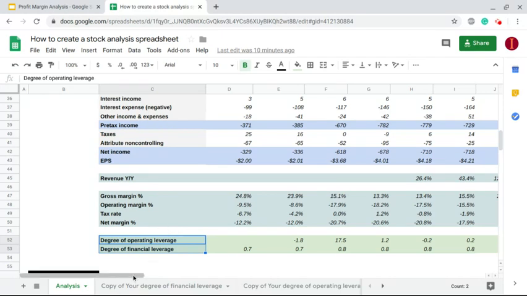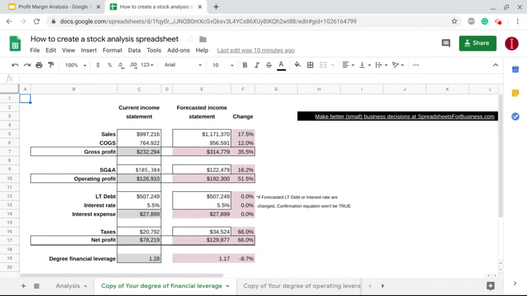So in addition, on this video, you're going to see these financial leverage and operating leverage worksheets. I'm going to delete these once I'm done because it just detracts from the stock analysis spreadsheet. I'm only using it for the purposes of this video.